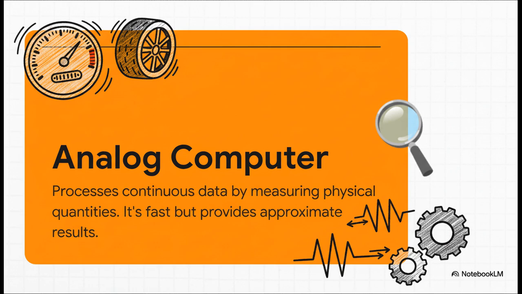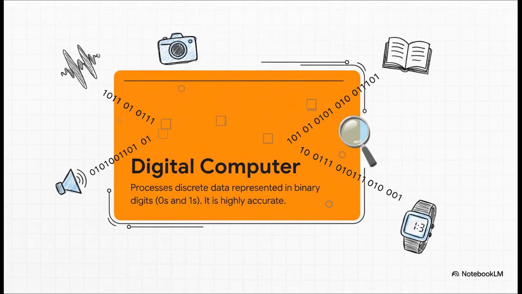It's a direct representation of the real world, but it's always going to be an approximation. And then we have the digital computer. This is what we're all used to. A digital computer translates everything into numbers, specifically just ones and zeros. It doesn't measure, it counts. And that's what allows for incredible precision and the ability to store and copy data perfectly, which is pretty much why digital took over the world.